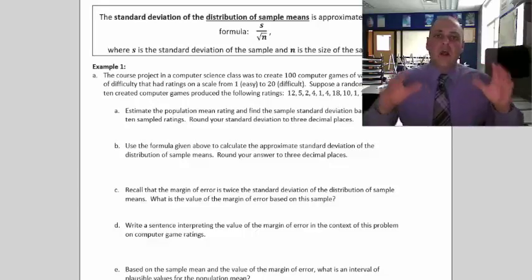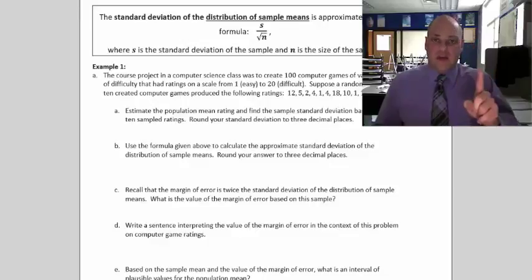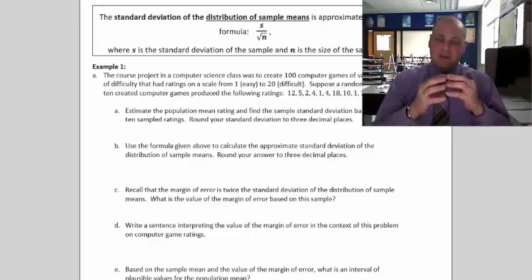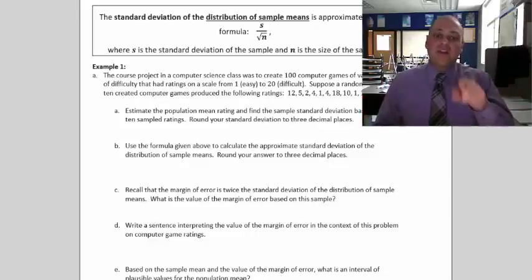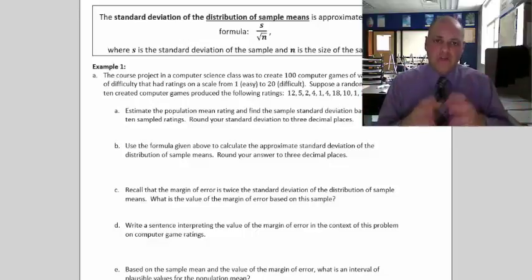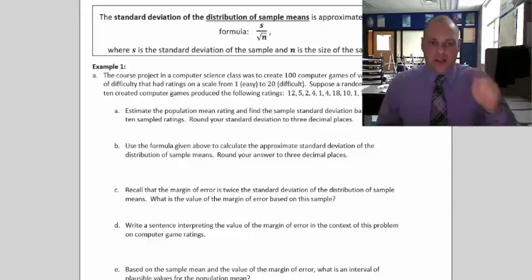So let's see what's going on here. We have 100 computer games that were created, trying to figure out the difficulty level 1 through 20. We took one random sample of 10. So it could be any 10. It could be game 2, game 6, game 50, game 70, but only 10 of them. Random sample of 10 out of 100. And there are the actual ratings. This isn't a yes or no question. This isn't heads or tails, true or false, and getting a proportion. This is the actual ratings themselves: 12, 5, 2, 4, 1, 4, 18, 10, 1, 16. There they are right there.